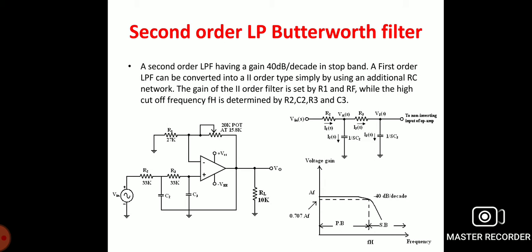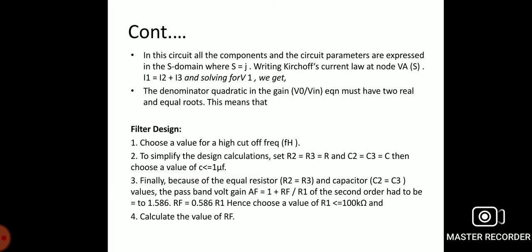For the second order filter, the gain is 1.586, so the feedback resistance RF equals 0.586 R1. Here, choose the value of R1 less than 100 kilo ohm, and then calculate the value of the feedback resistance.